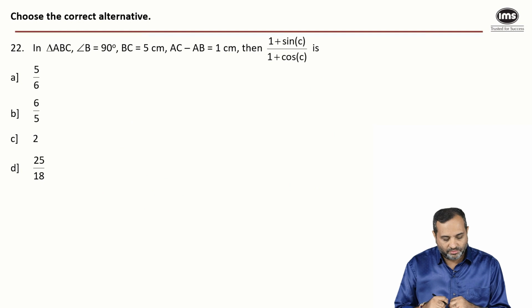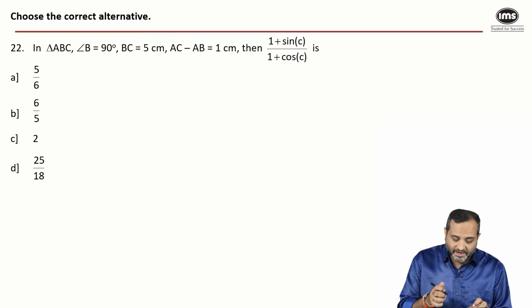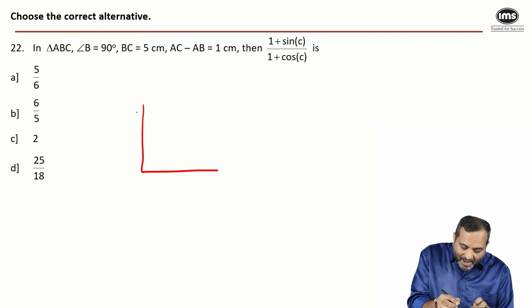Let's look at the next question. In triangle ABC, angle B is equal to 90 degrees. So let's draw a diagram with angle B equal to 90 degrees.